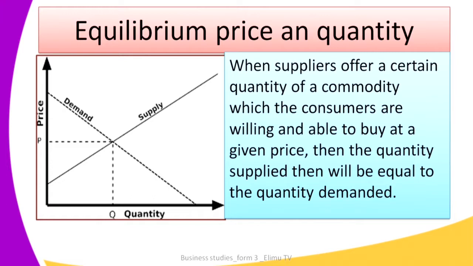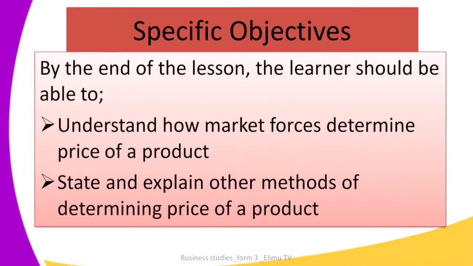That is how we come up with what we call the equilibrium point. Now back to our lesson of the day. By the end of this lesson, I would expect that you should be able to understand how market forces determine the price of a product. You should also be able to state and explain other methods, other than market forces, of determining the price of a commodity or product.